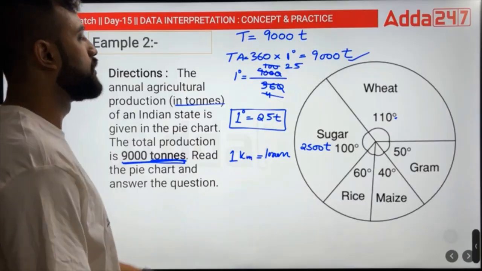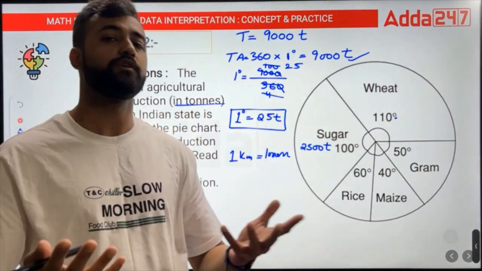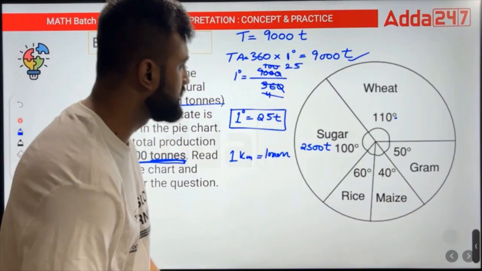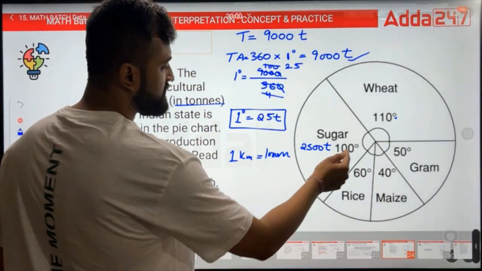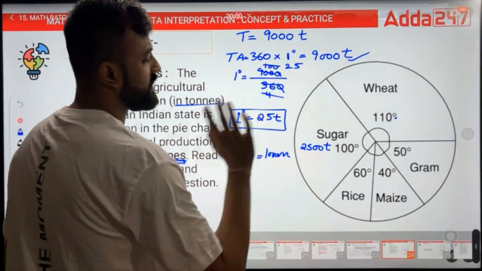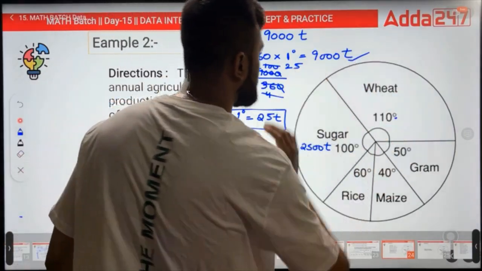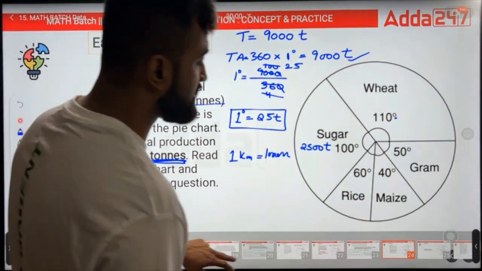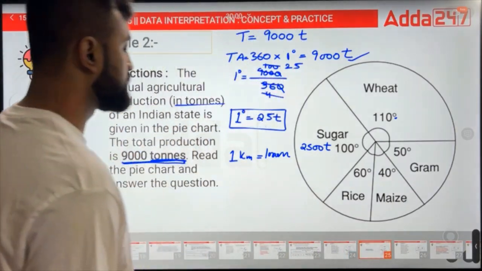It's like this. 1 chips costs 5 rupees. So 10 chips will cost how much? 10 into 5. Same thing. 1 degree is 25. That means 100 degrees, 100 into 25 is 2500. Similarly, you can find the other values as well. Now let's see what is the question. What is the question that they are asking?